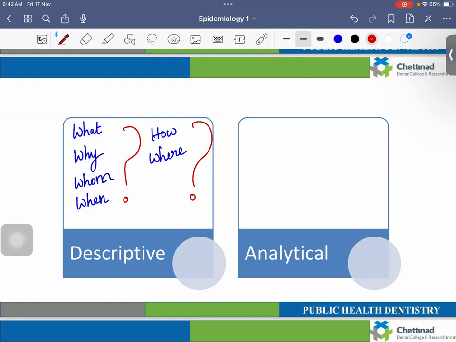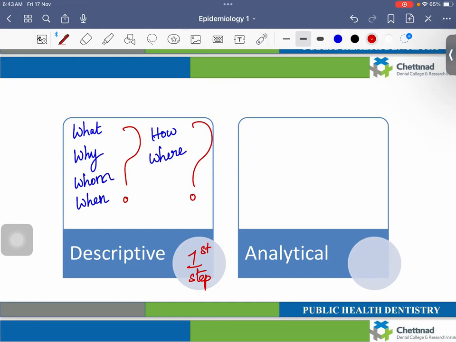So this descriptive epidemiology is usually the first step. I told you that observational epidemiology is the first step, and since there are two basic types in observational epidemiology, this descriptive epidemiology comes as the number one type. Asking questions like what, why, whom, when, how, and where. When you are asking these questions, you inherently do descriptive epidemiology. And this is the first step in an epidemiological design or in any management of a health related mega event like COVID.